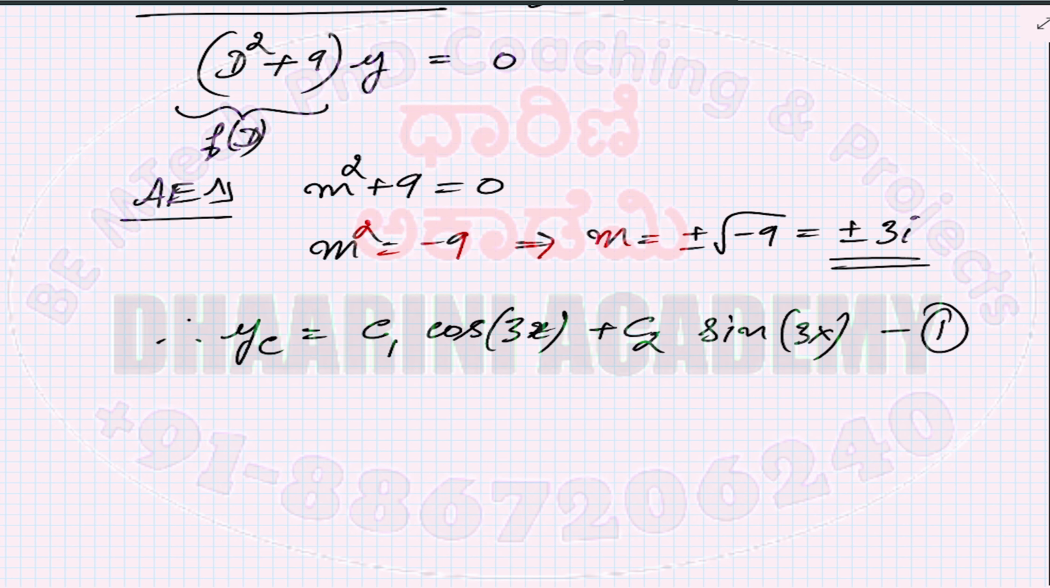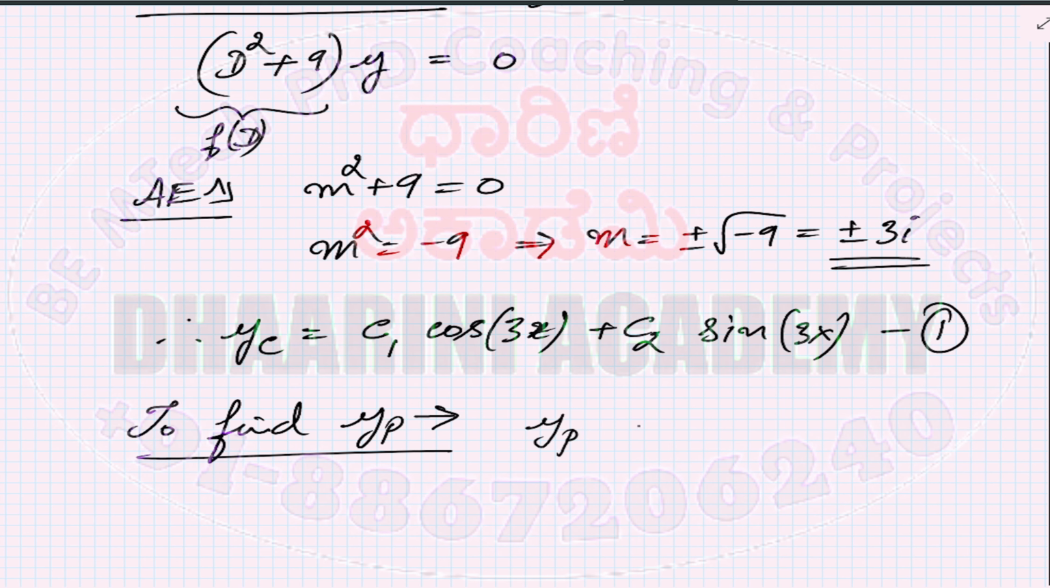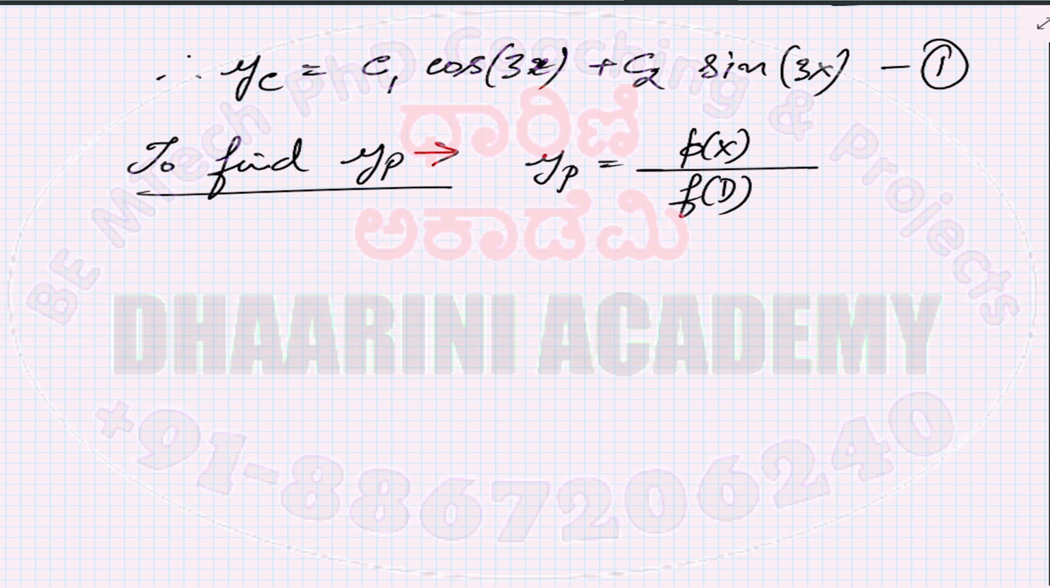Okay, now let's go to the next part. The next part is actually to find yp. And from the basics, we already know that yp can be always calculated as the replacement of phi of x and dividing it by f of t. This is the basic equation irrespective of which type of problem we are solving.